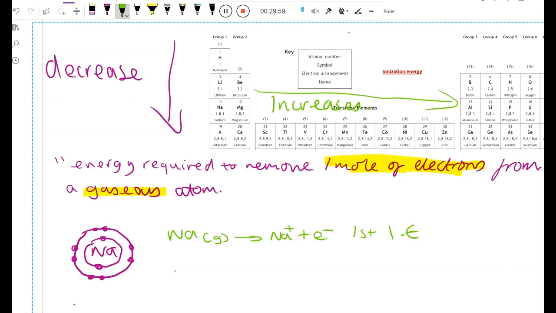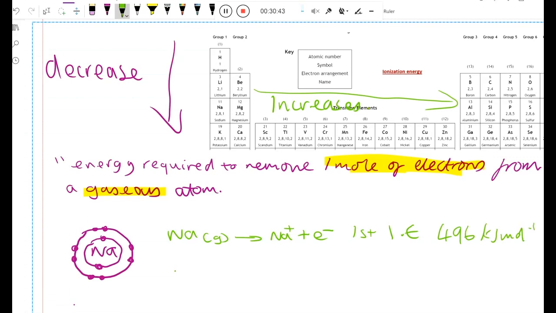That leaves you with what we'd call a stable octet. The remaining energy level has 8 electrons. 1, 2, 3, 4, 5, 6, 7, 8. 8 electrons. When elements reach an octet, they are stable. They do not want to react any further. Okay? Now, the first ionisation energy for sodium is given as 496 kilojoules per mole.